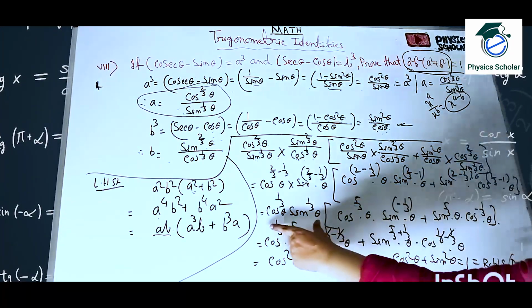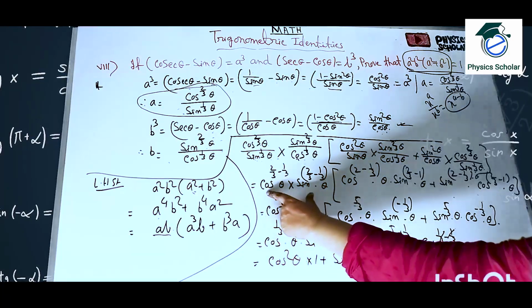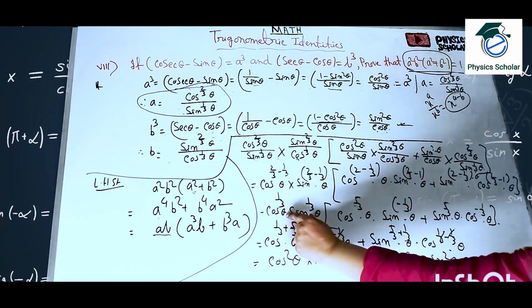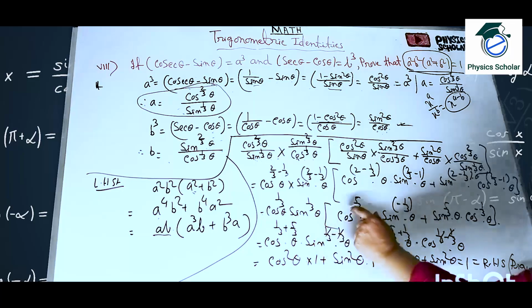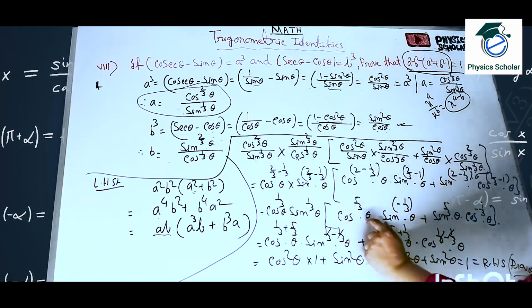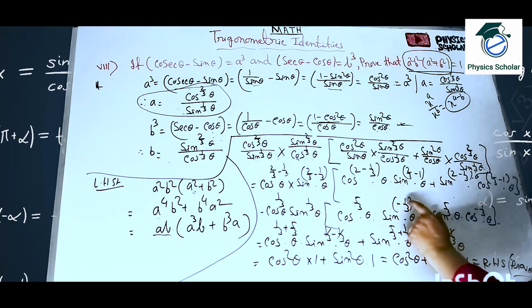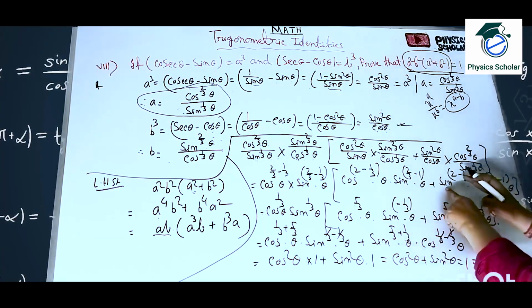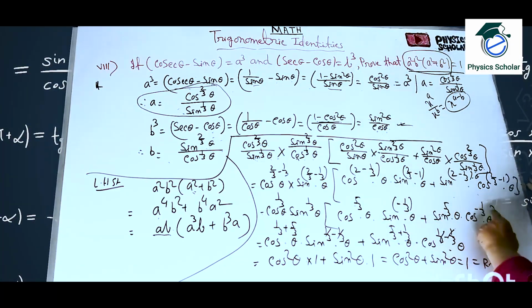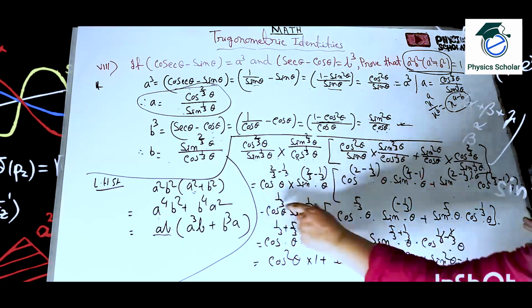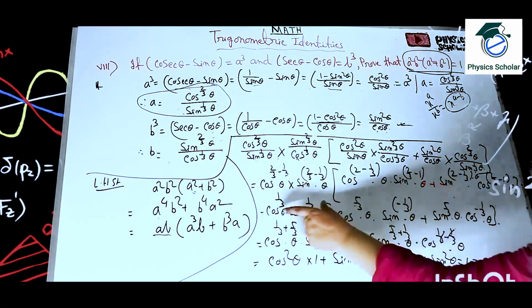Clear? Now from the outside it is what? It is cos to the power 1 by 3 into sin to the power 1 by 3 theta. Clear? Into this one, cos to the power 5 by 3 theta into sin to the power what? Minus 1 by 3 theta. 2 by 3 minus 1 means what? Minus 1 by 3. Plus sin to the power 5 by 3 theta into cos to the power minus 1 by 3 theta. Now we are multiplying this into this plus this into this.